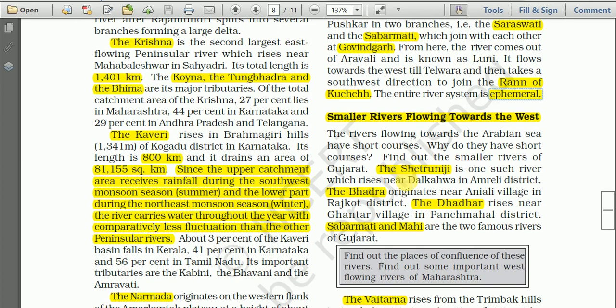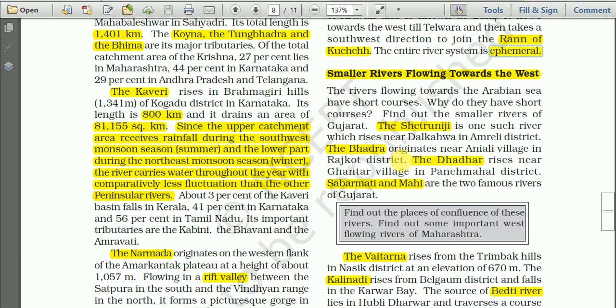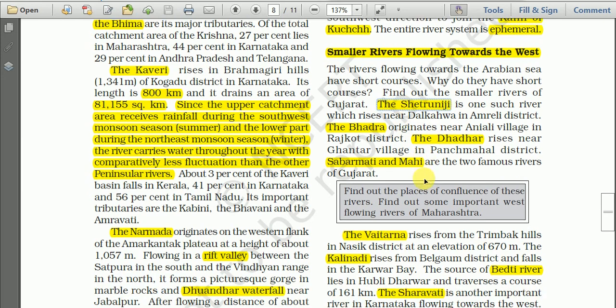In addition to the major rivers discussed earlier, we have other smaller rivers flowing towards the west and towards the east. Other important west flowing smaller rivers are the Shatrunji, which rises near Dalkhania in Amreli district, the Bhadar, which originates near Aniali village in Rajkot district, and the Dhadar, which rises near Ghantar village in Panchmahal district.